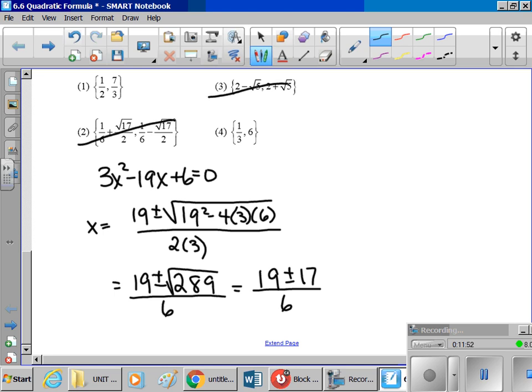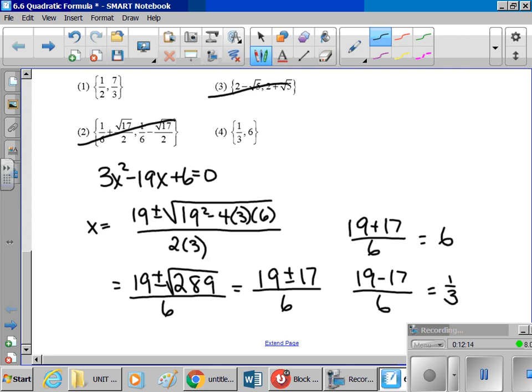So that kind of takes a little bit of a load off my shoulders here. So I do 19 plus 17 divided by 6, and I do 19 minus 17 divided by 6, and my answers turn out to be 1/3 and 6. So this is equal to 6, this is equal to 1/3, so my answer is right here.